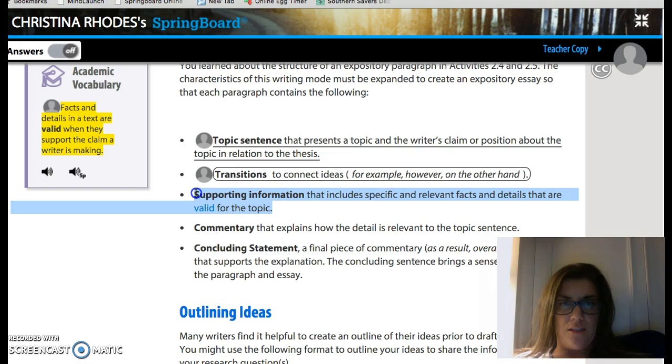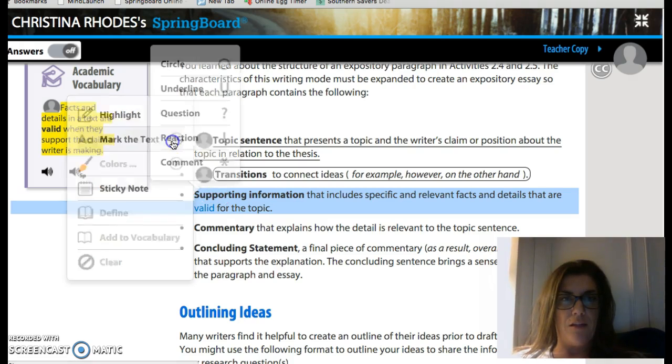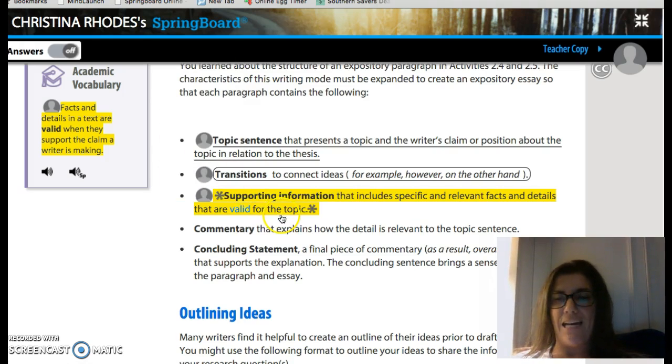The third one is supporting information that includes specific and relevant facts and details that are valid for the topic. Please put an asterisk next to this. You need to have valid information. What I mean by that is it needs to be something that supports your claim, but it also needs to be from a valid website. So you don't want to just pull it from Joe who lives down the street. It needs to be a valid site that gives relevant facts and details.